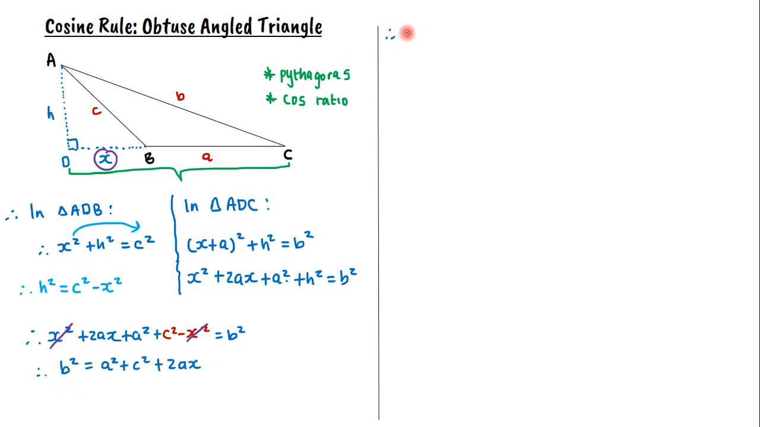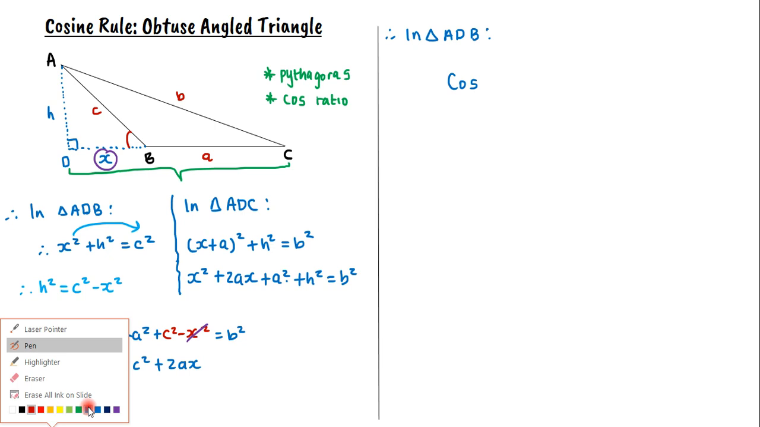This means we're going to go back into triangle ADB. Now by getting into triangle ADB, we have to apply what? A cos ratio there, right? So here you're going to say cos of a certain angle. Now which angle? This is the angle we're going to be focusing on. Why? Because we want this angle to relate with x and this side, which is going to be a known side.